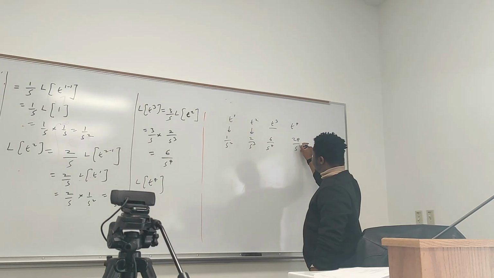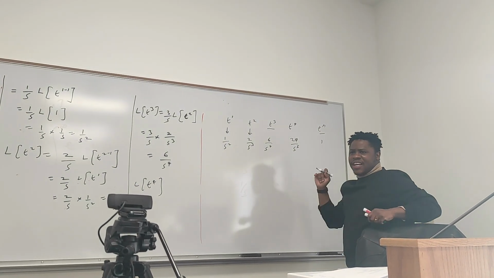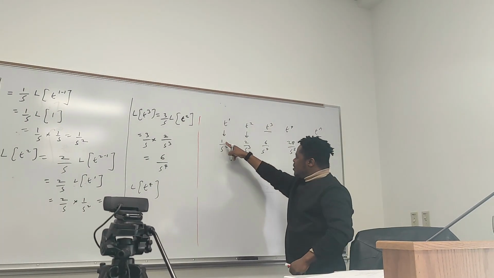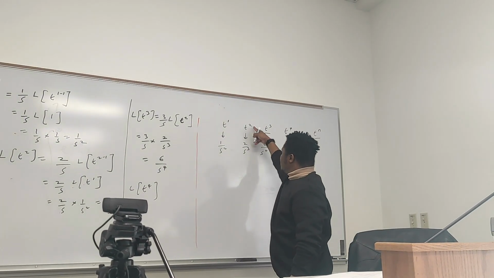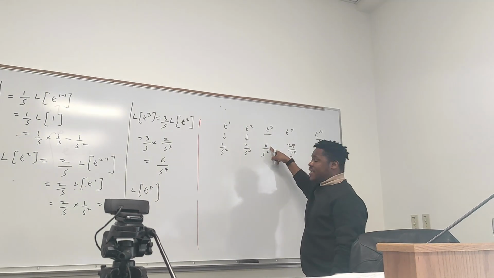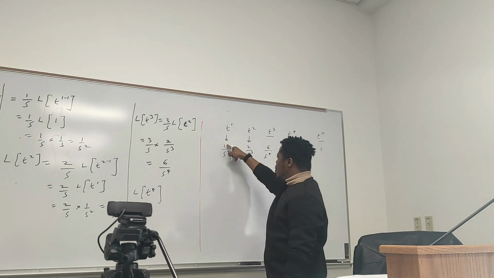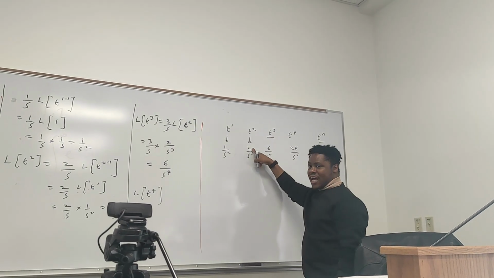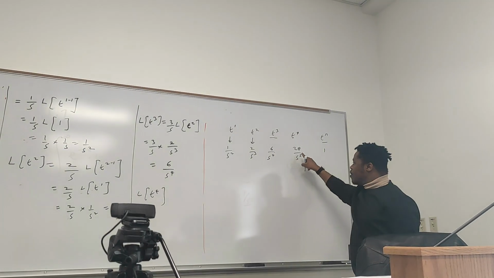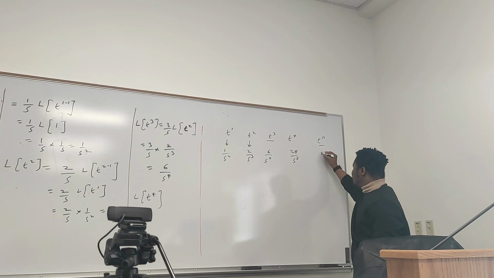Now, if you look at this, it forms a logic, a sequence, right? This 1 could be 1 factorial. This 2 could be 2 factorial. This 3 could be 3 factorial. This 24 is 4 factorial. Because 1 factorial is 1, 2 factorial is 2, 3 factorial is 3 times 2, which is 6, and 4 factorial is 4 times 3 times 2, which is 24. So for n, it could be n factorial.